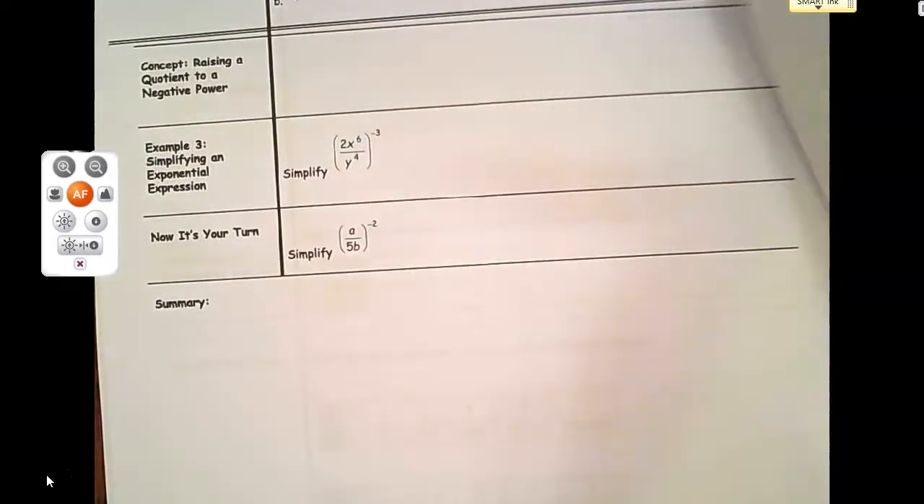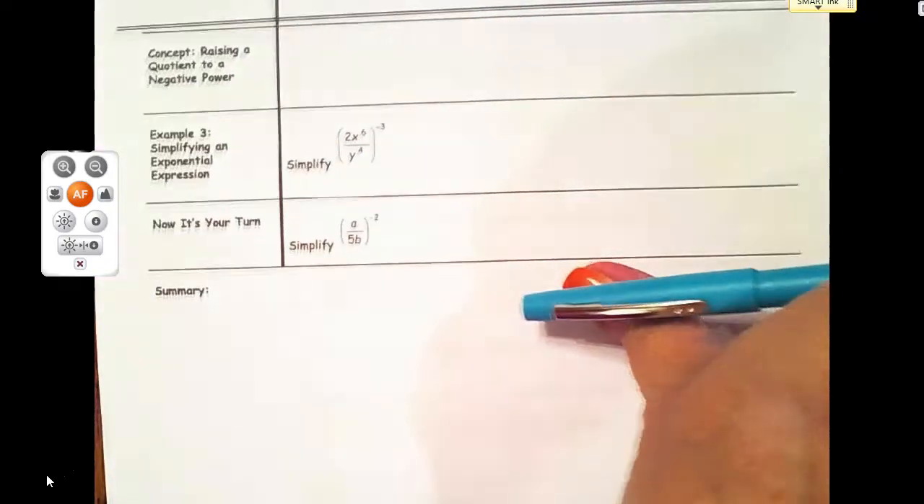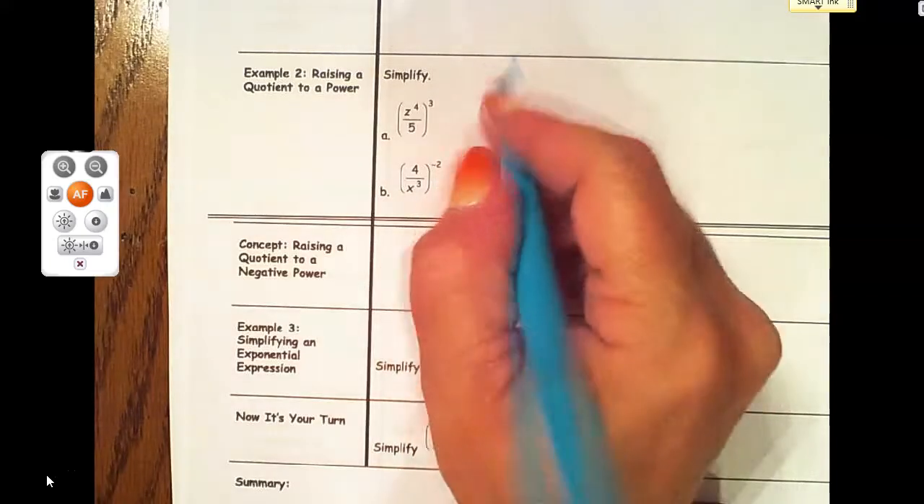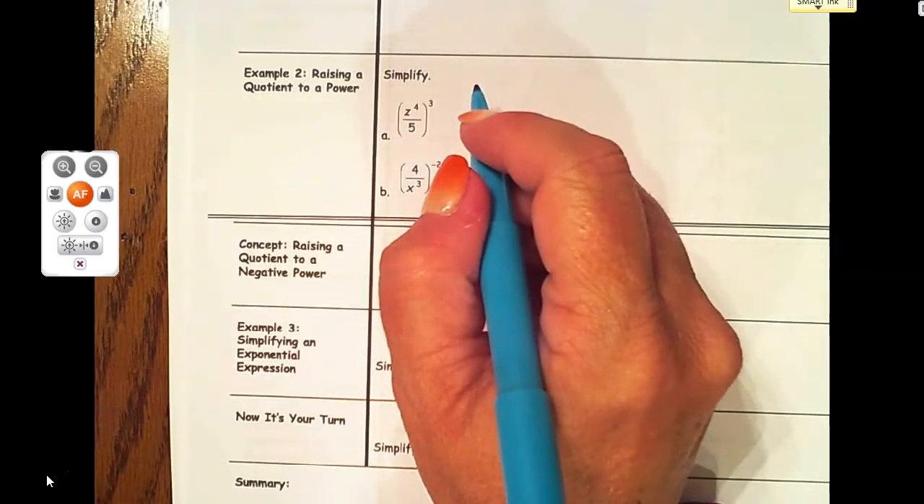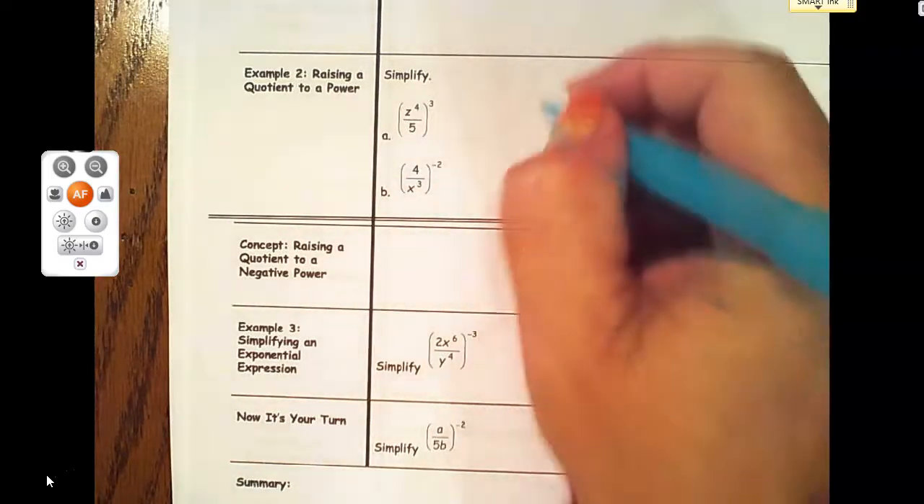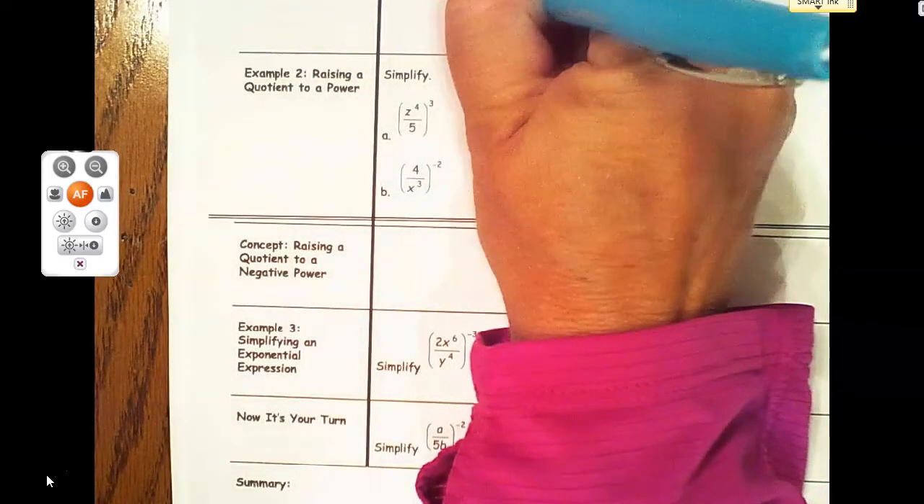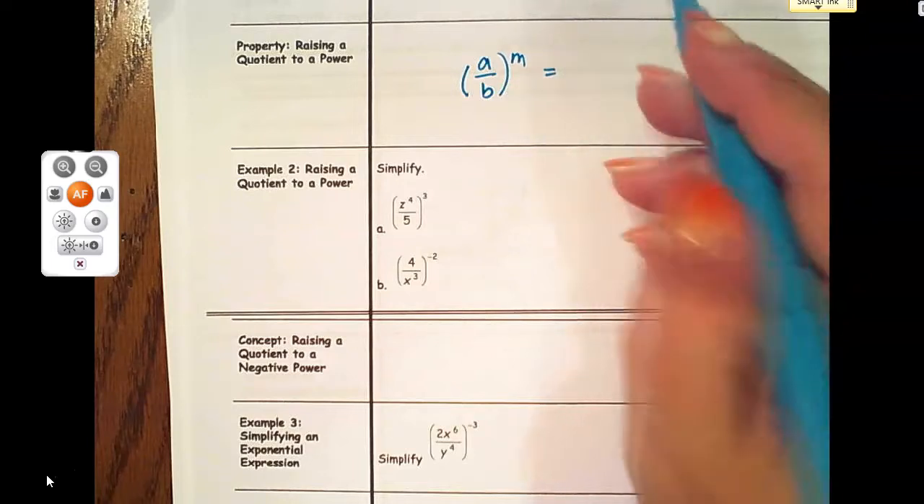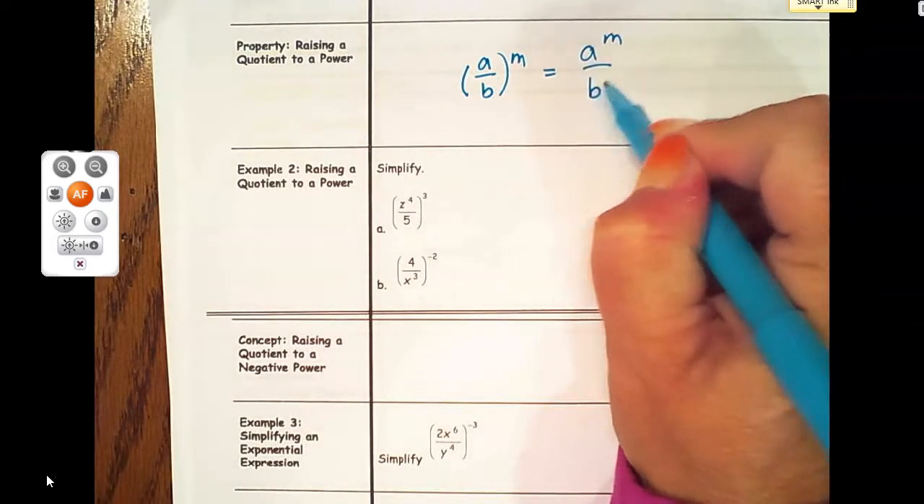So now, let's see what happens when we raise a quotient to a power. So that's a division problem that's already formed, and you raise it to the power. We're going to use the property of raising a quotient to a power. Let's write that out. So if I have a over b raised to the m, I get a to the m over b to the m.